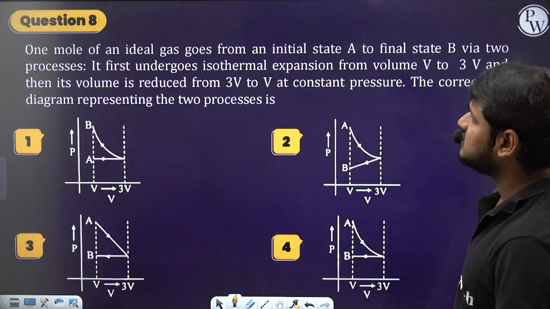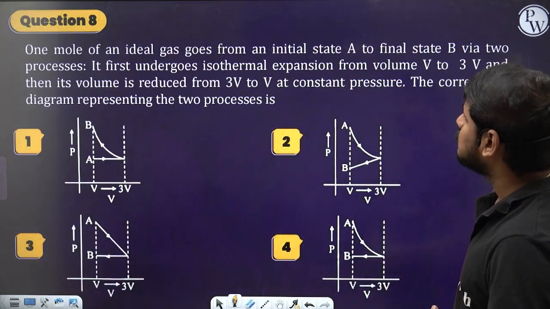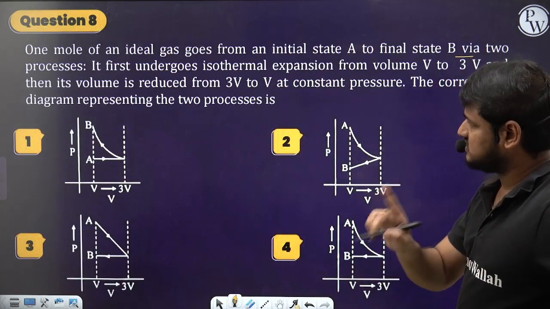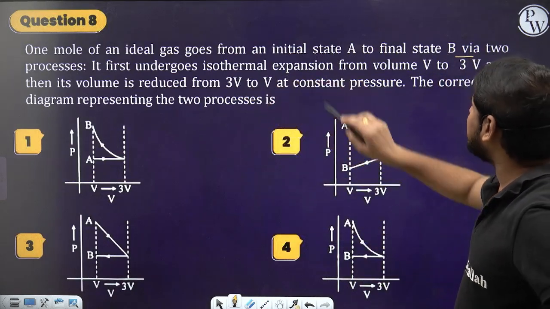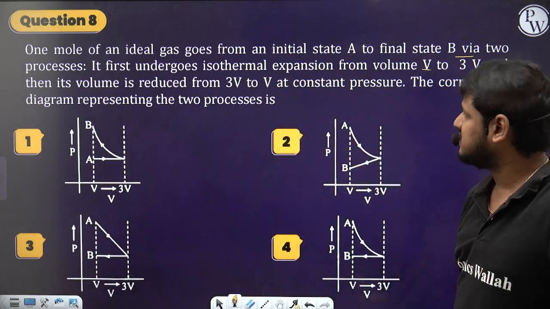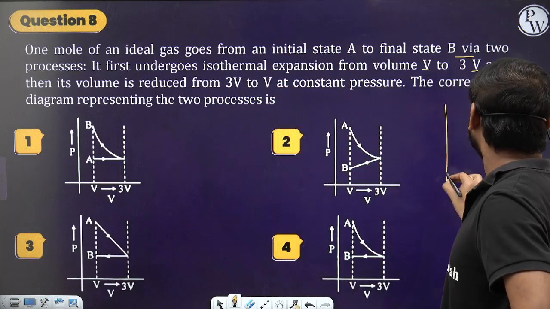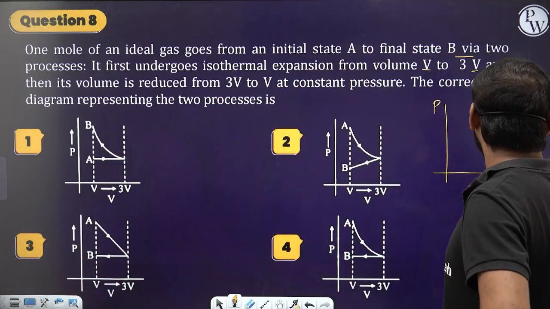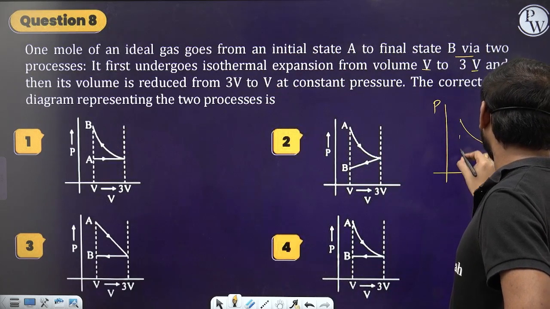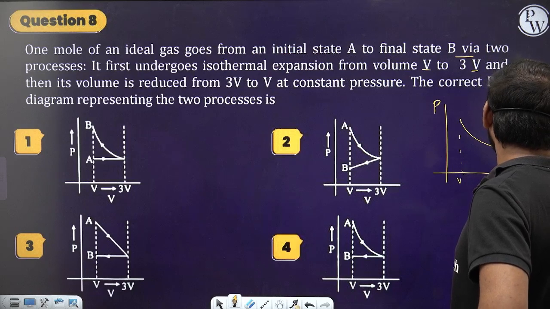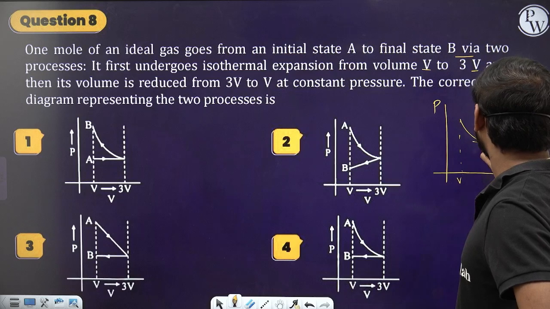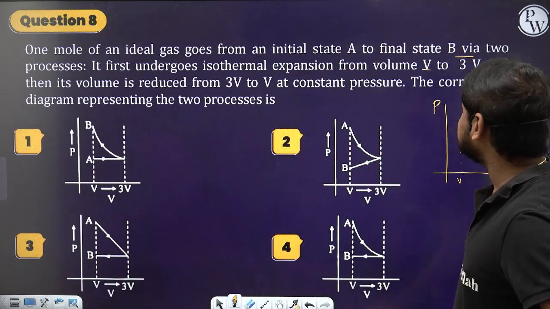So we got a question. 1 mole of an ideal gas goes from an initial state A to final state B via 2 processes. It first undergoes isothermal expansion from V to 3V. Isothermal means the temperature is constant. So if you draw the P versus V curve, this is V, and then this is going to be obviously 3V. Done. So this is one curve.